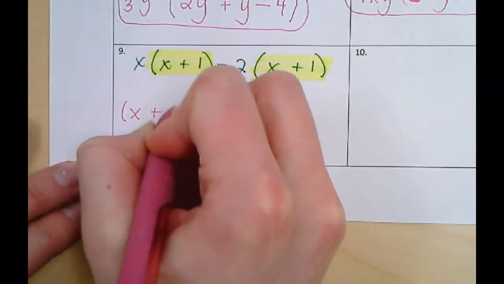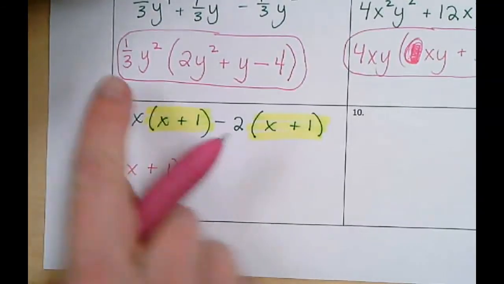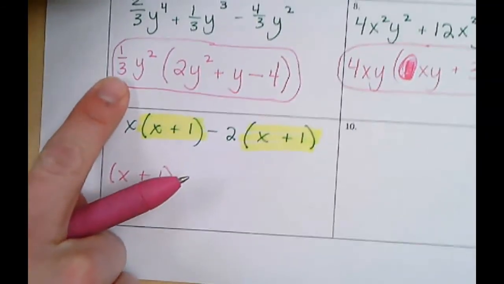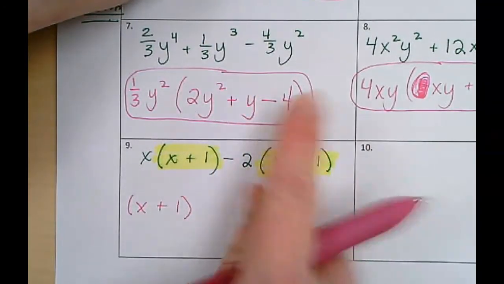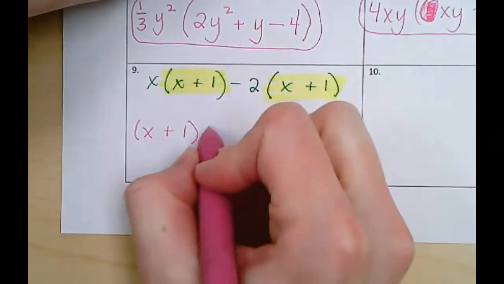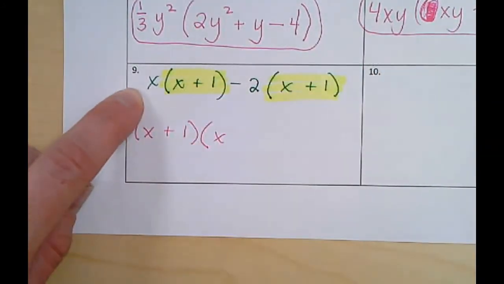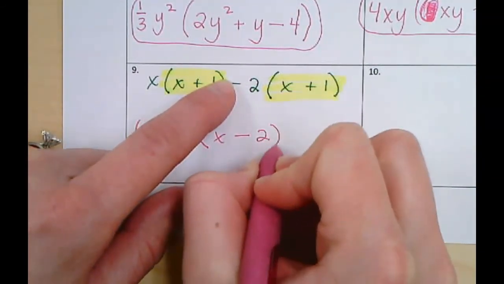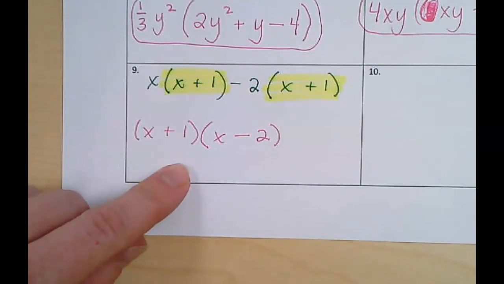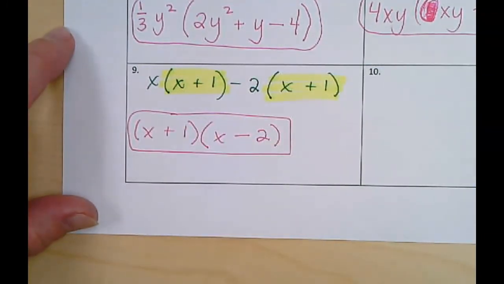X plus 1. Now, after we factored out our GCF, we wrote in parentheses anything that was left over from the problem. So in parentheses, left over from the first term is just x. And left over from the second term is a minus 2. This is fully factored.